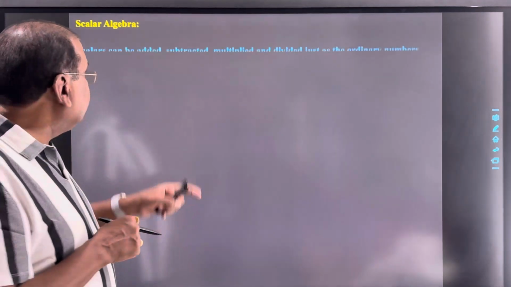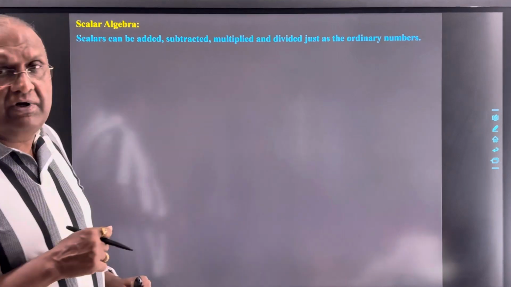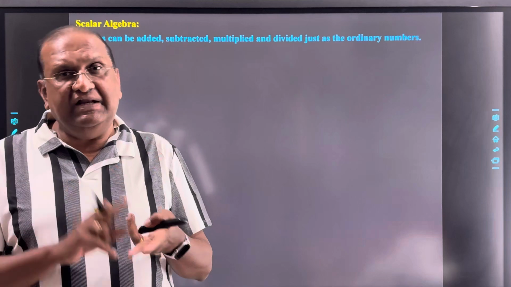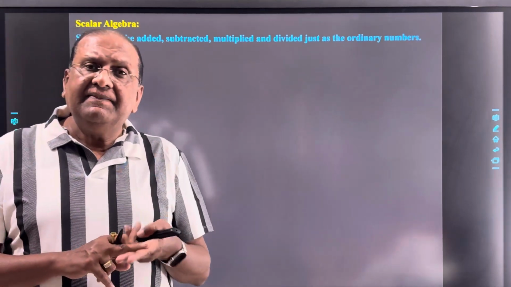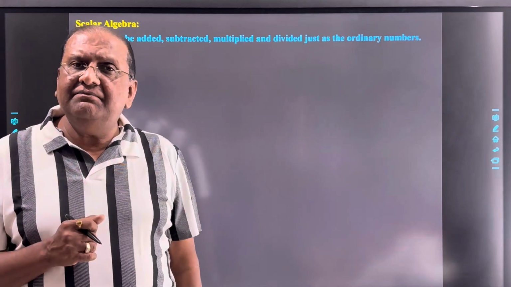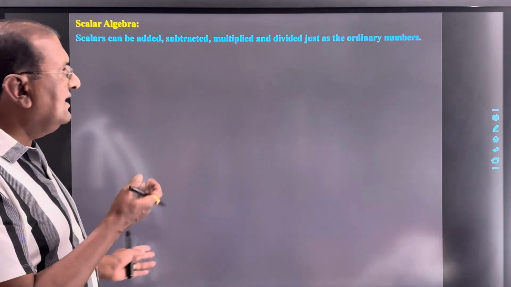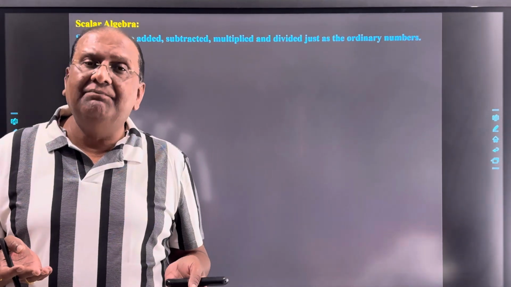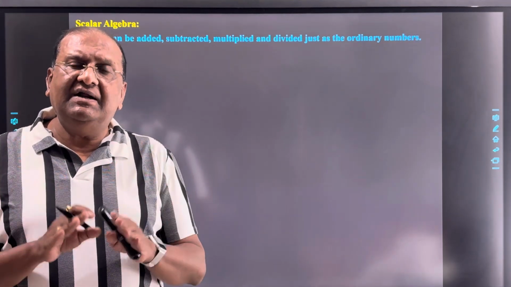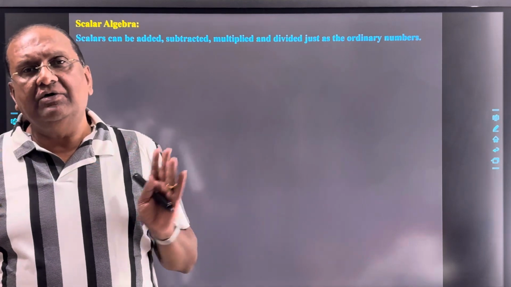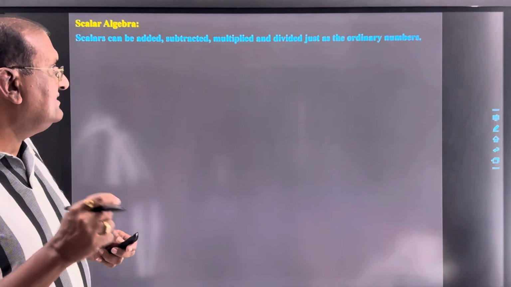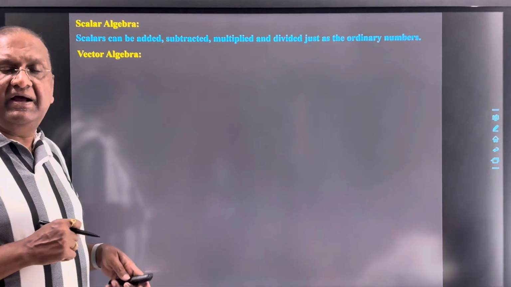So in scalar algebra, when we think about the addition, subtraction, multiplication or division of scalar physical quantities, then it is just like our simple algebra which we study in mathematics, because scalar quantities are just numbers. So simply we can take summation, multiplication, subtraction, division of these numbers. But vector algebra, that is a special type of algebra, right?